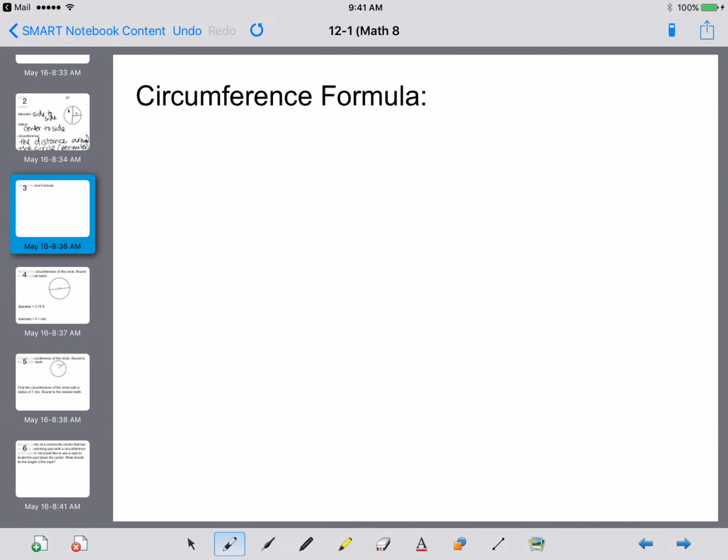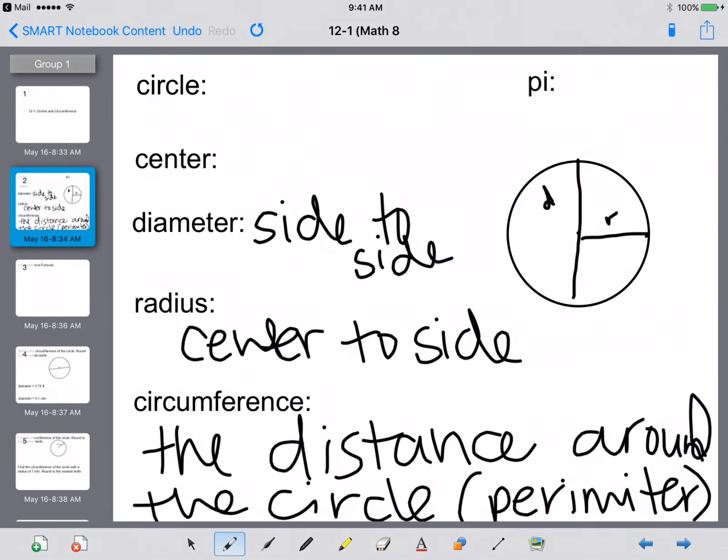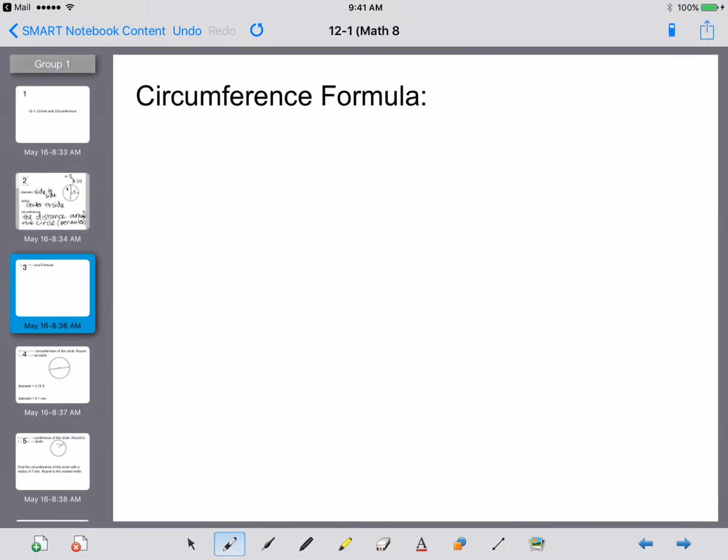The circumference formula, oops, I missed something over here. We've got pi. And pi looks like this right here. You guys know that I like pi. Pi is the number, what we round to is 3.14. It continues on and on forever, but when it comes to calculating using pi, we're just going to have you round to 3.14.